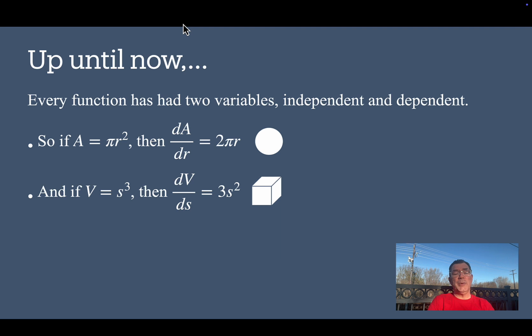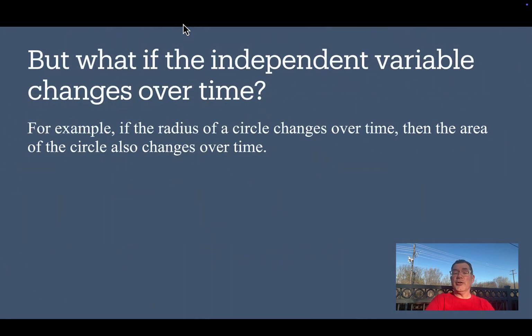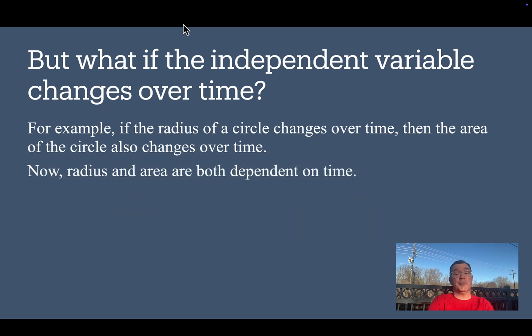Similarly, if I had a cube and I was looking at the volume, we know that volume is equal to the side length cubed. So the derivative of volume with respect to side length is going to be 3s squared. But what if either of those changes or both of them change over time? So for example, if the radius of a circle changes over time, then the area of that circle is also going to change over time. And there's a relationship between those. But radius is no longer the independent variable and area isn't either. It never was. Now time is the independent variable and both radius and area depend on that.